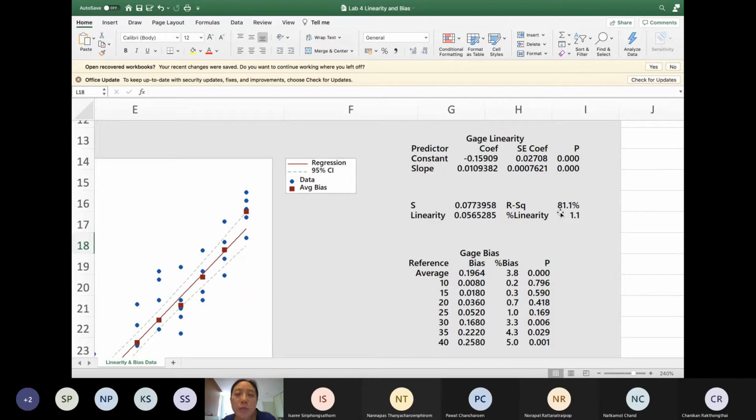Which is pretty good because the acceptable R square value is greater than 80%. In this case, it's 81, which is greater than 80%. So we can say that it can explain the data pretty well.